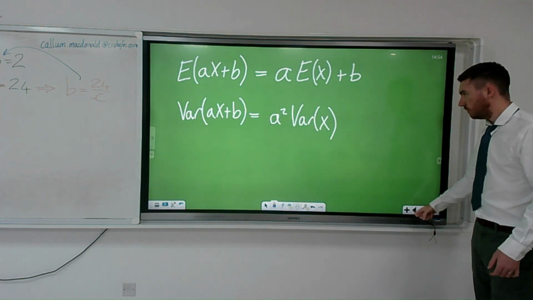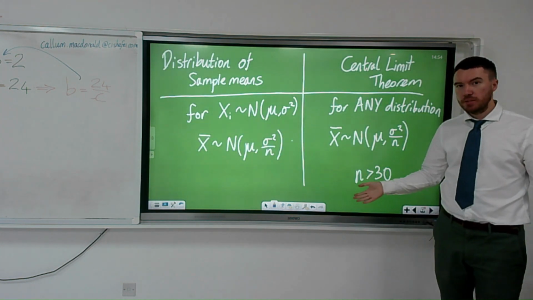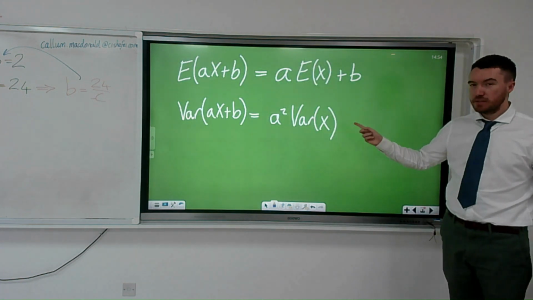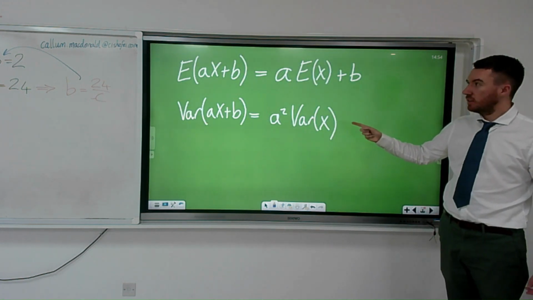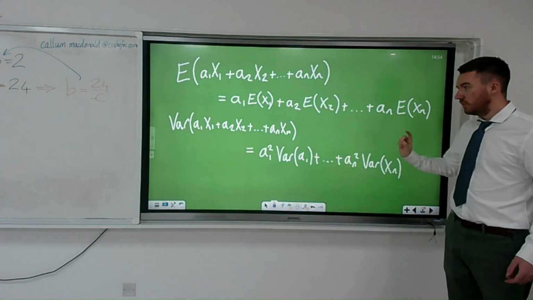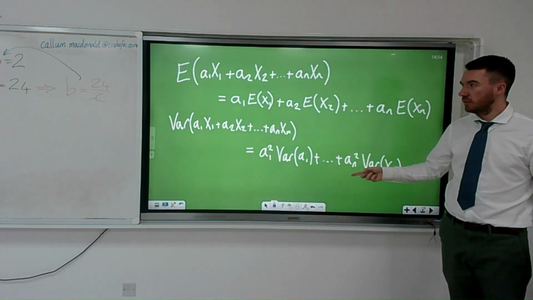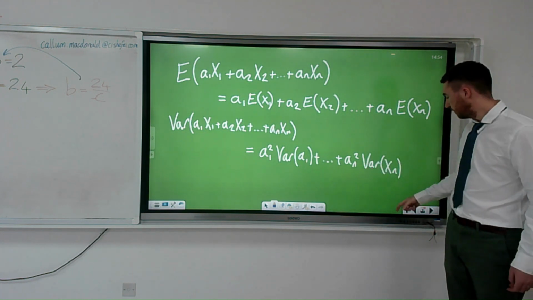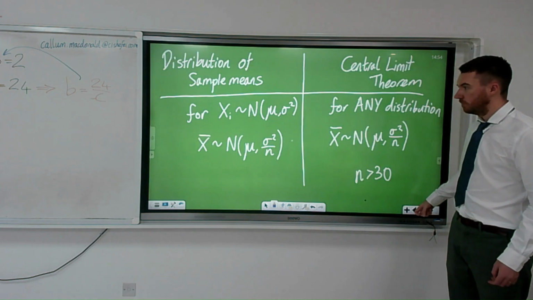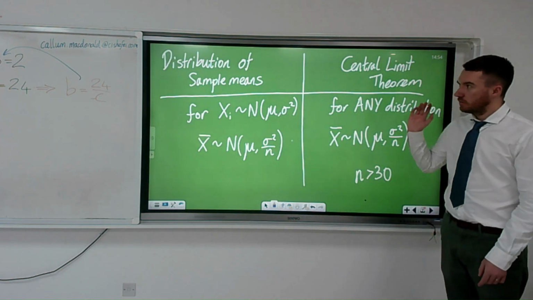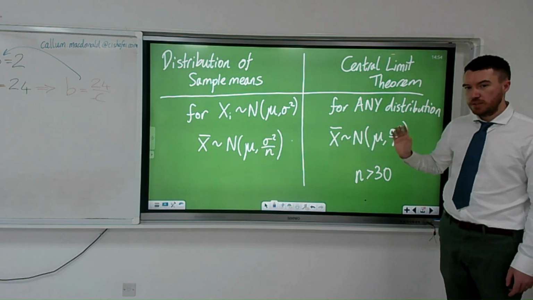So this has to be somewhere in your notebook. Similarly, this has to be somewhere in your notebook: linear transformations of random variables. And this has to be somewhere in your notebook: linear combination of random variables. And that's the information for 13.6, distribution of sample means and the central limit theorem.